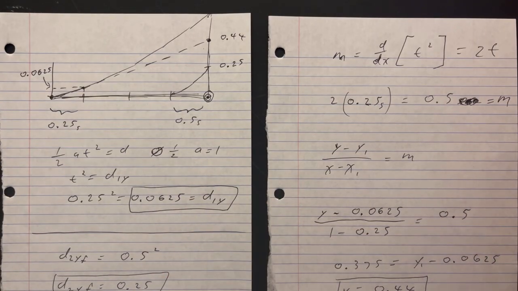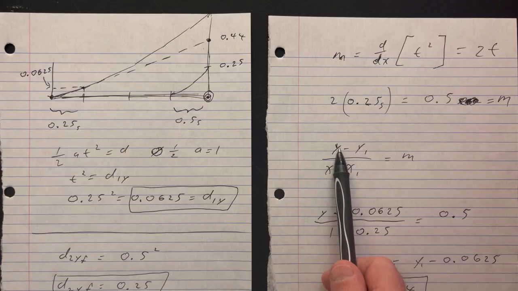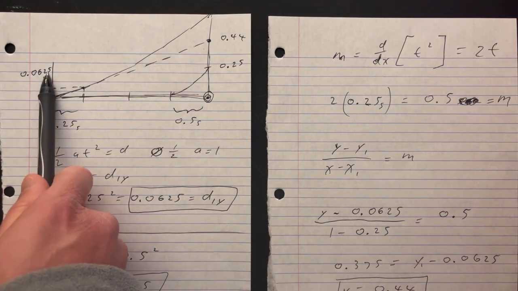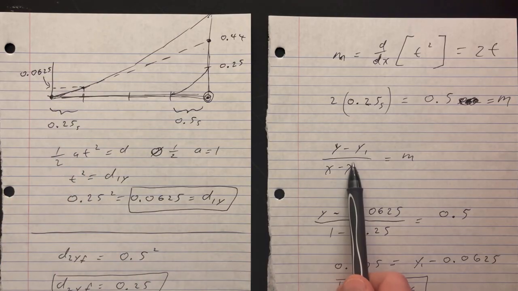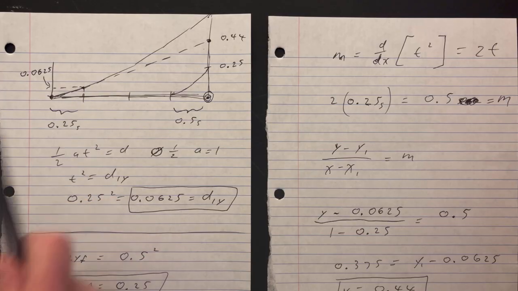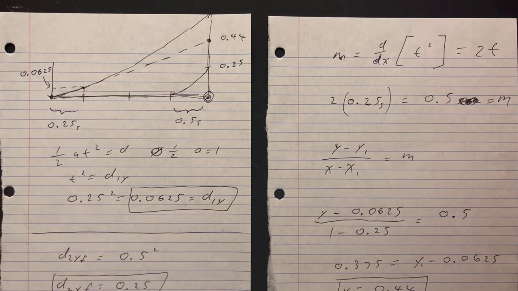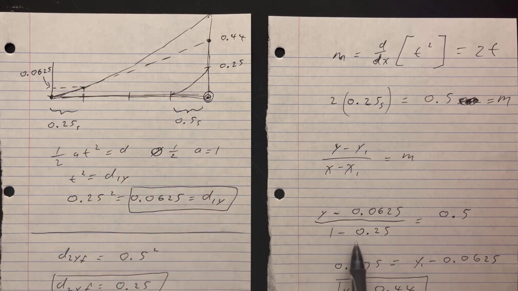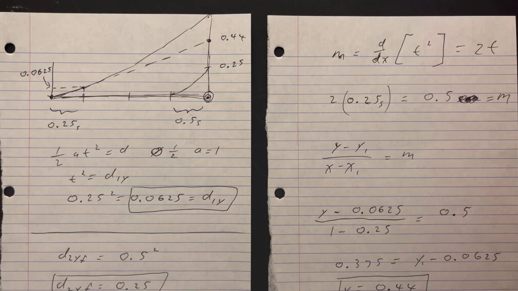M for our slope. Now we use the basic algebra equation, (y minus y1) over (x minus x1) gives you the slope. And the y value here is what we want to find at the end of the range. So we take y minus y1, where y1 equals 0.0625. Divide that by x minus x1. The bullet here is at 0.25 seconds when it exits the crosswind. It hits the end of the range at 1 second. So we take 1 minus 0.25 for our denominator, and that equals the slope of 0.5.